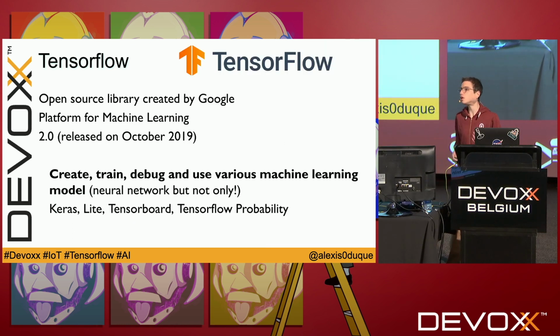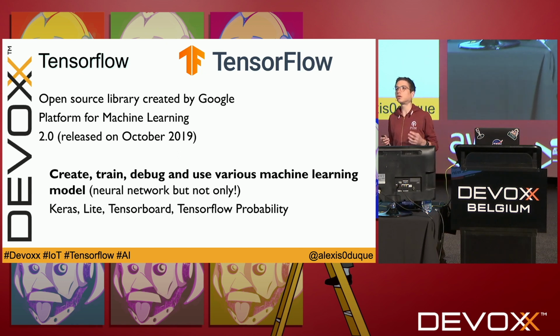So now, a few words about TensorFlow. TensorFlow is a platform for doing machine learning. It's an open source library created by Google, and version 2.0 was released last month, in October. With TensorFlow, you can create, train, debug, and use different machine learning models, neural networks but not only. It comes with many components, many APIs.